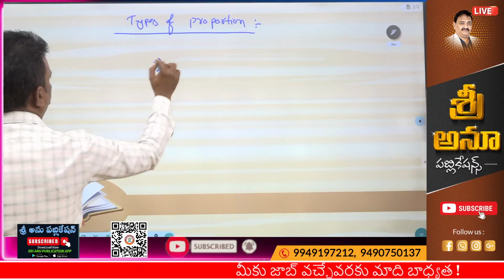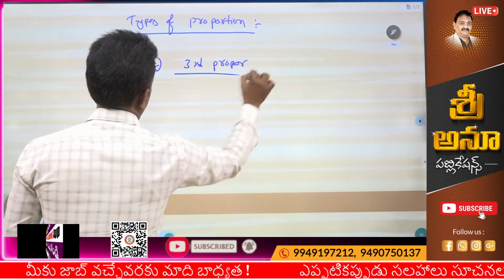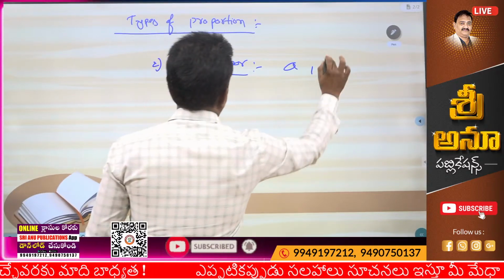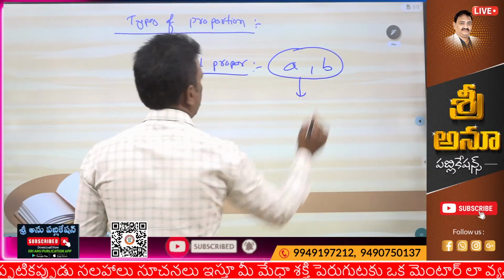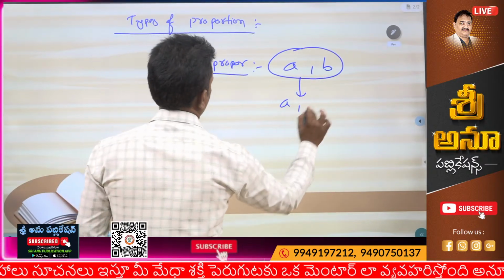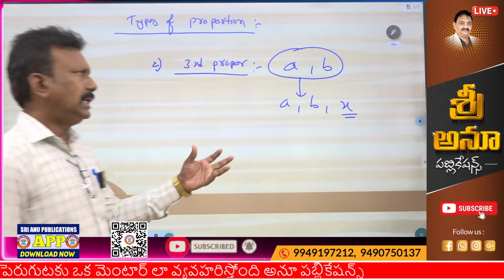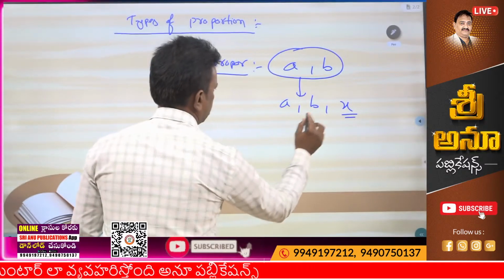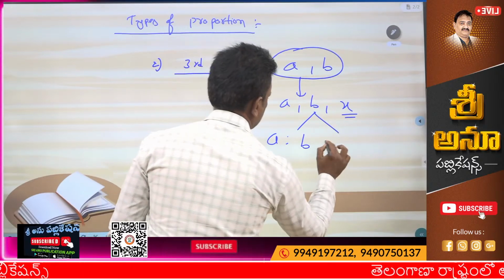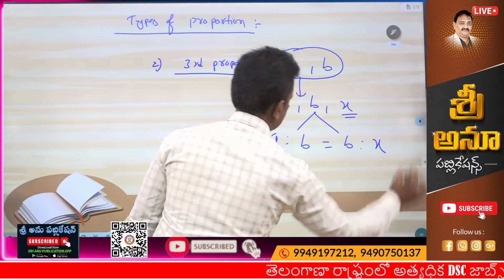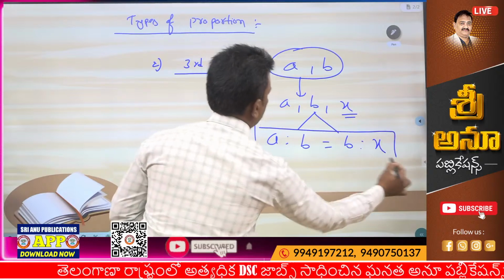So second type, third proportion. In case of A, B, the third proportion of A, B is defined as A, B, X. It is better to write it in ratio form. So A is to B is equal to B is to X. In this case, we write the equality of two ratios.